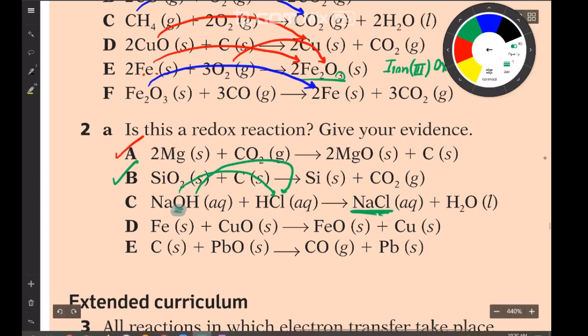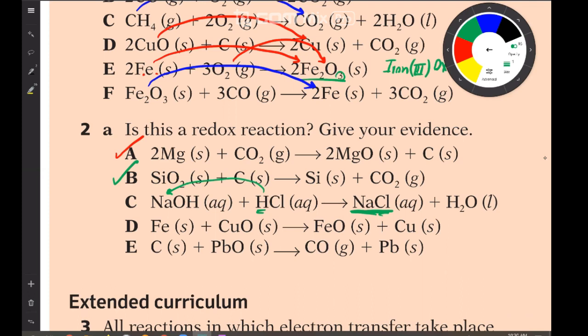Now, based on the transfer of the hydrogen, the same thing happens. In NaOH, you have hydrogen, but it has not transferred to the chlorine, because at the other side you don't have hydrogen with the chlorine. And in HCl, you have hydrogen, but the hydrogen has not transferred to the Na, because you cannot see any hydrogen around the Na. So you don't have transfer of oxygen or transfer of hydrogen here. So this is not a redox reaction.